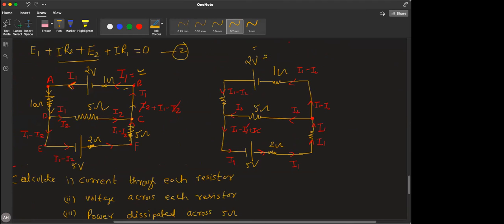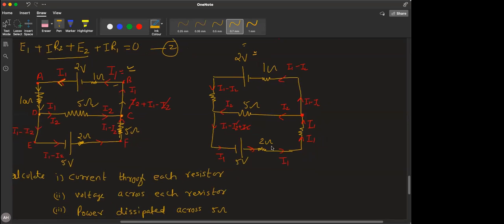When I'm saying the same answer, I'm not saying that I1 and I2 will be the same. I'm saying the current passing through the 5 ohm in this division will be equal to the current passing through the 5 ohm in the other division. Similarly, the current passing through this 2 ohm in this division will be the same as that of the 2 ohm. Means I1 of this division and I1 minus I2 of the other division would be the same. Fine, you can choose any of the divisions.